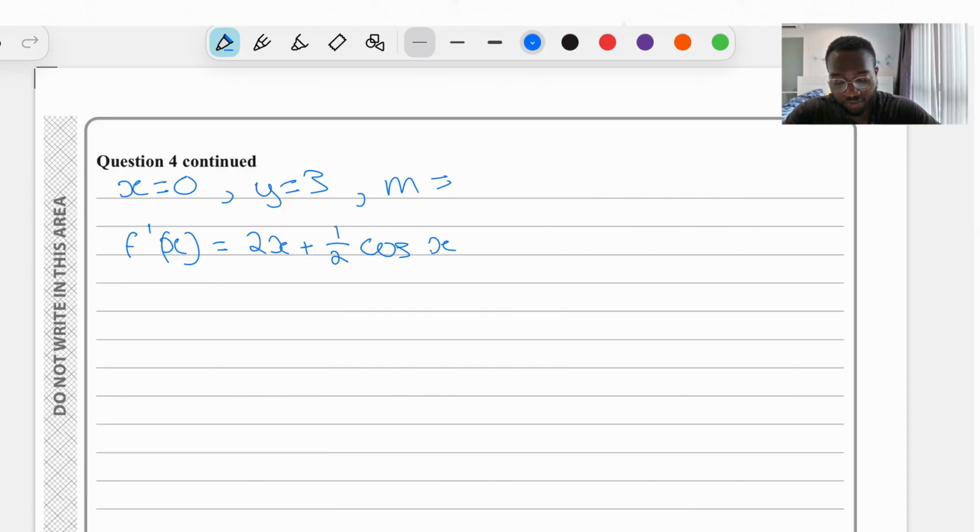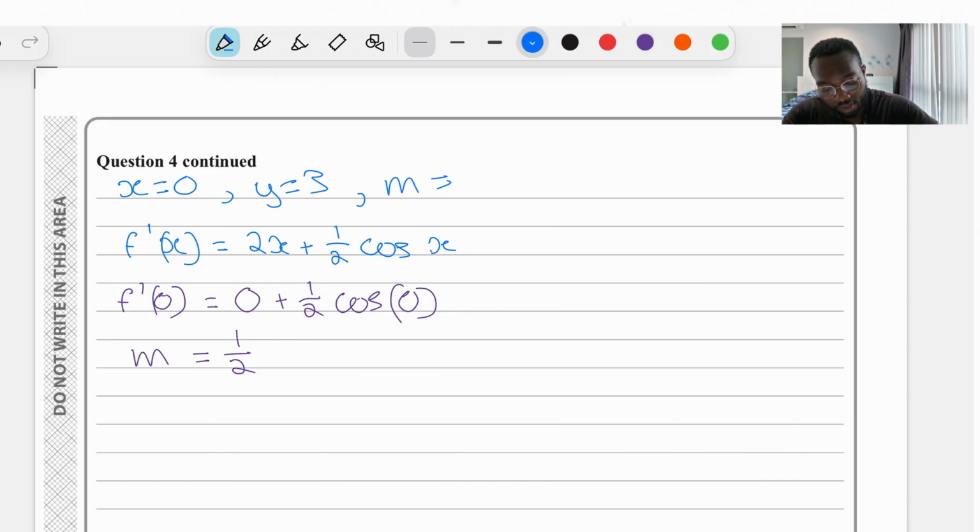In this case, our x value is just 0. So if we plug in f dash 0, we get a 0 here for 2 times x, plus a half cos 0. Cos 0 is just 1, so we'll be left with just a half. So we know that our m value is a half.